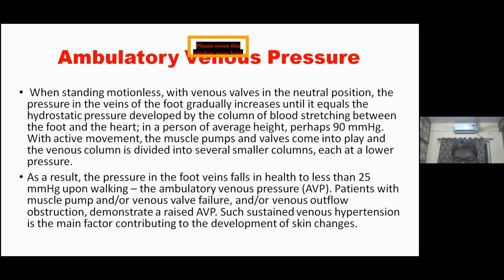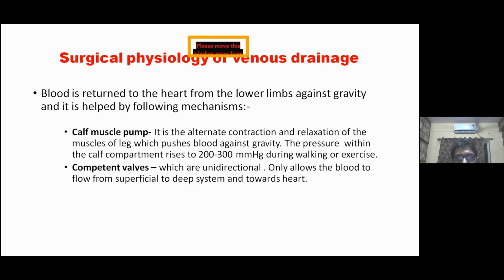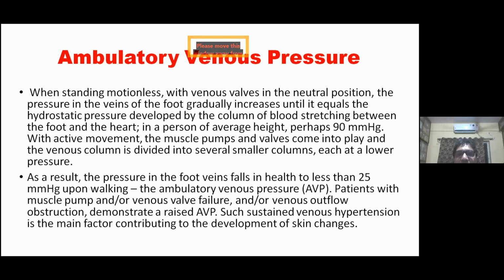Now, regarding the understanding of physiology of this calf muscle pump, we should know what is ambulatory venous pressure. When standing motionless with valves in the neutral position, the pressure in the veins of the foot gradually increases until it equals the hydrostatic pressure developed by the column of blood stretching between the foot and the heart. In a person of average height, it is perhaps about 90 millimeter mercury.